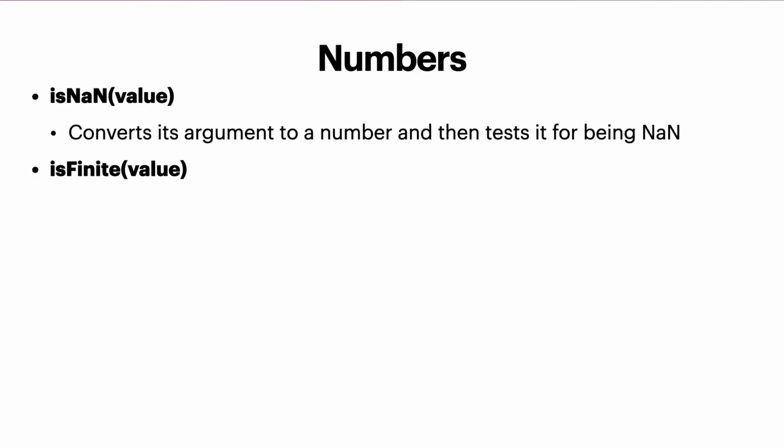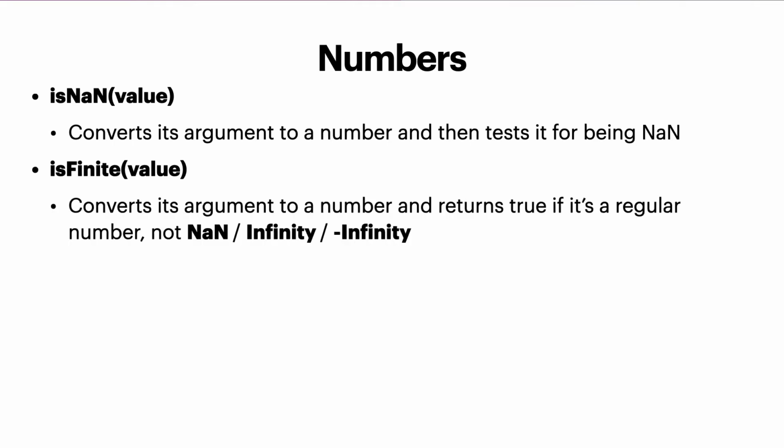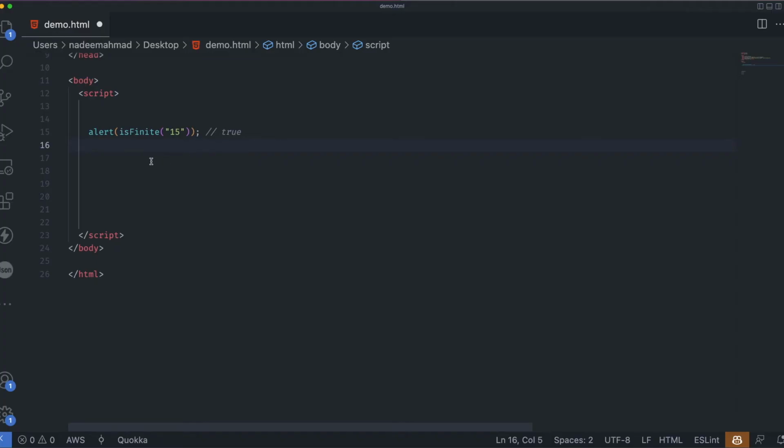Another function is called isFinite, and then we pass a value as an argument and it basically converts the argument to a number and returns true if it is a regular number, not NaN or Infinity or negative Infinity. So in this case, we are calling the isFinite function inside the alert method and we're passing it 15 as a string and it will return true.